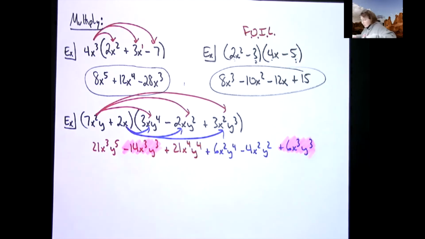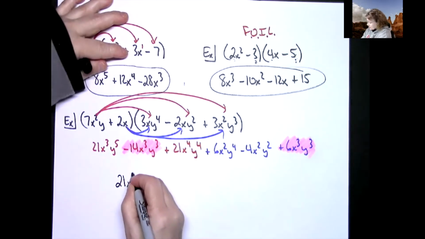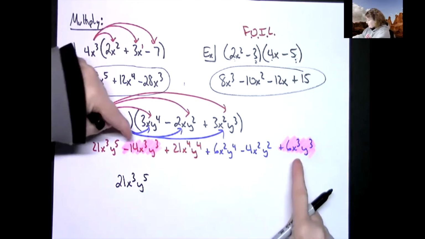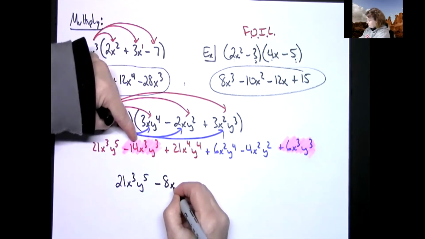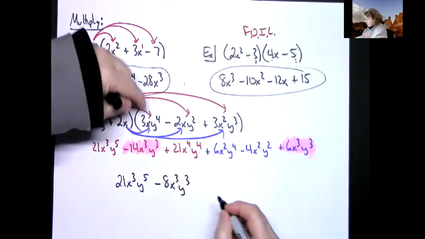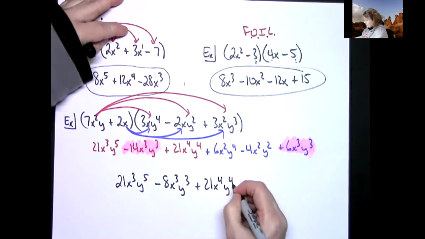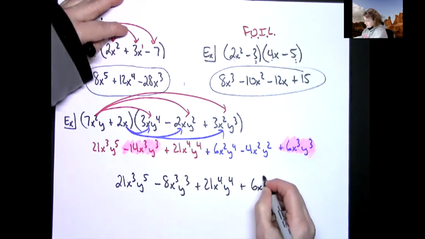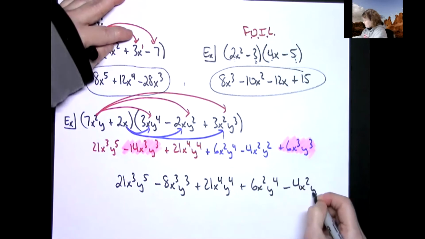All right, so an overall final answer. Again, I'm not going to worry about the order in which I place the terms. Okay, putting these two together, that'll be a minus 8 x to the third, y to the third. Plus a 21. Matter of just writing the rest of these down here. Plus a 6 x squared y to the fourth, minus a 4 x squared y squared.